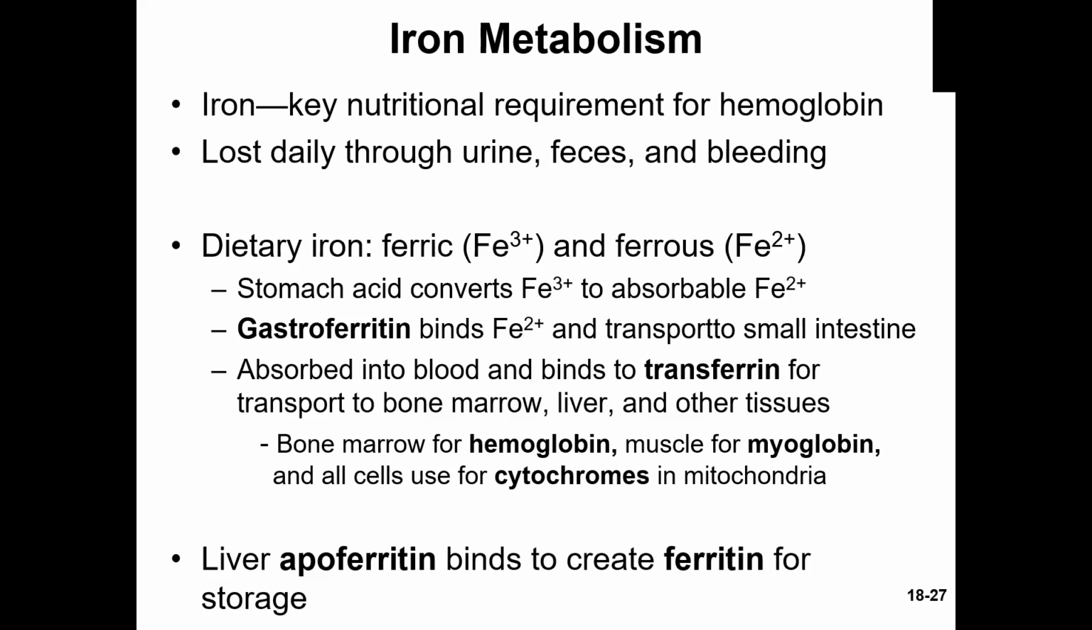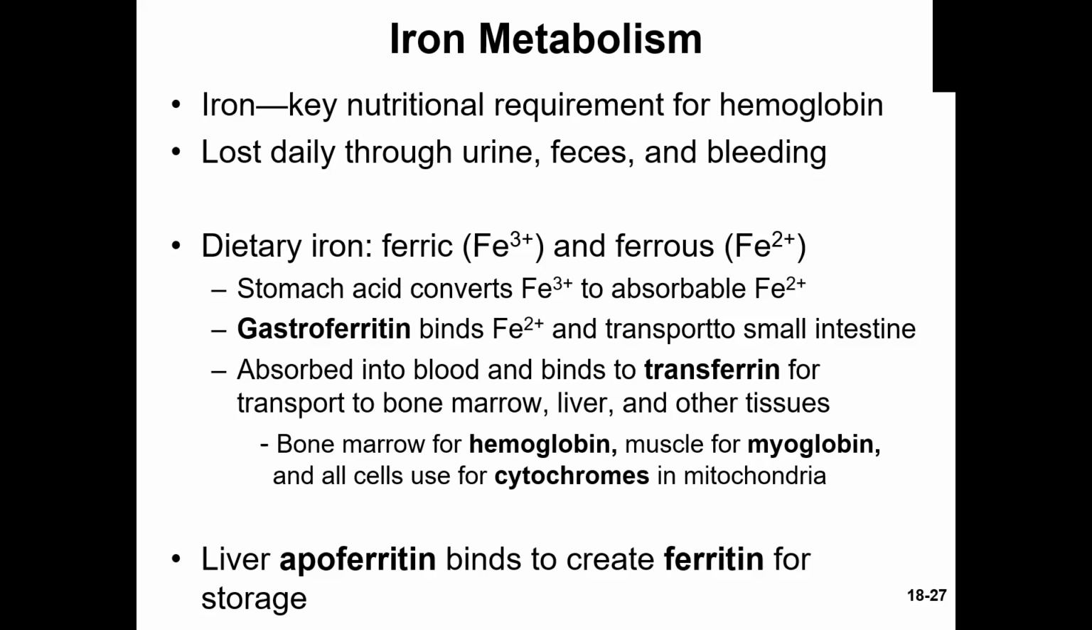We just talked through the construct of hemoglobin, so we understand that iron's at the center. So this is how it works: we will take in dietary loads of ferric form iron, Fe3, as well as ferrous form iron, Fe2. Anything that's in Fe3 form will need to be converted into Fe2, and that will get done by way of being broken down in the stomach by the stomach acids. There is then a substance called gastroferritin, which will bind to this ferrous form of iron. It will take it to the small intestine, where it's absorbed into the blood.